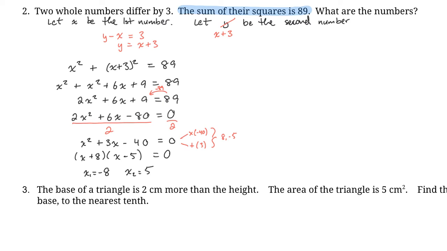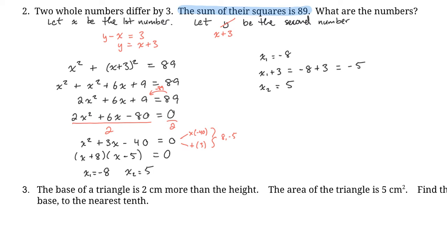We found two possibilities for our x values, but that's just our first number. X is our first number, but x plus 3 is our second number. So we need to use this x plus 3 to get our second number. So we have two possibilities when x is equal to negative 8 or when x is equal to positive 5. And for our second number, we're going to have x1 plus 3. So that's just going to be negative 8 plus 3, which is just negative 5. So that's our second number.